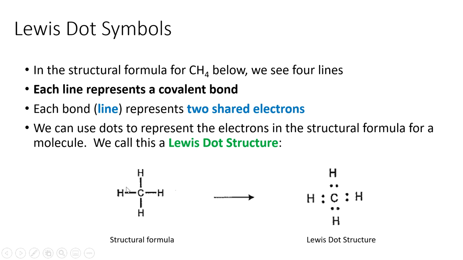And we can use dots to represent the electrons rather than lines. When we do this, we call it a Lewis dot structure. So in a Lewis dot structure, we use dots to represent electrons. Here you can see that this carbon and this hydrogen atom are sharing these 2 electrons between them, and then this carbon and this hydrogen are sharing these 2 electrons. So each covalent bond represents some shared electrons, and the Lewis dot structure is showing those electrons and how they're being shared.